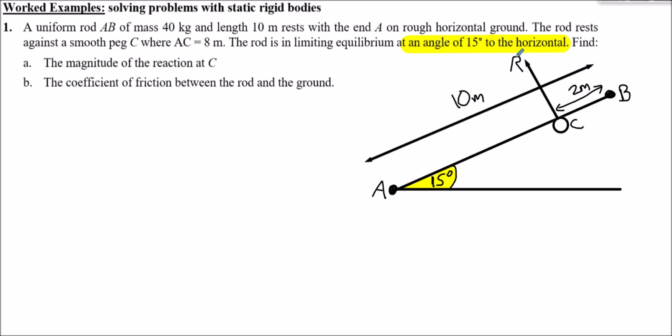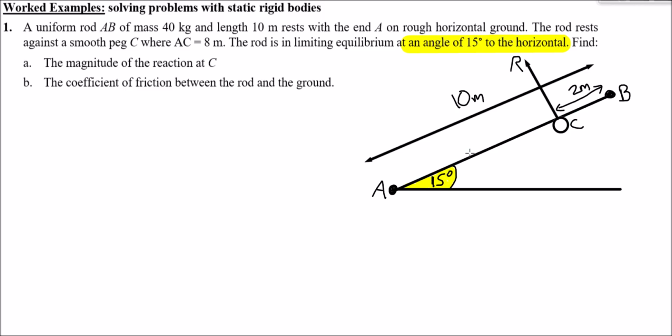Any other things we need to consider? Well, actually, yes, there is. So never stop until you've considered everything. We're told this rod is in limiting equilibrium and the ground is rough. So let's consider, if this was smooth, which way would the rod want to fall?